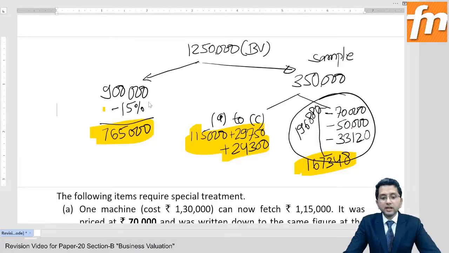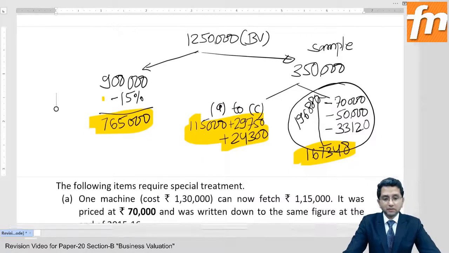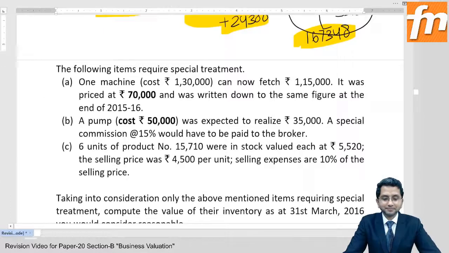Now, rest of the inventory, if the sample is reduced by 15% in general, this should also be reduced by 15%. So, when you make a sum of these three parts highlighted yellow, you will finally get the valuation of inventory. Okay.